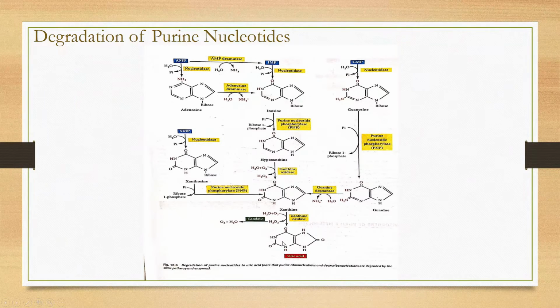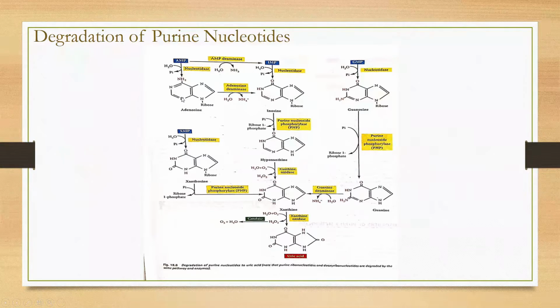The pathway depicting the degradation is this. The nucleotide monophosphates AMP, IMP and GMP are converted to their corresponding nucleosides, adenosine, inosine and guanosine, by the nucleotidases.